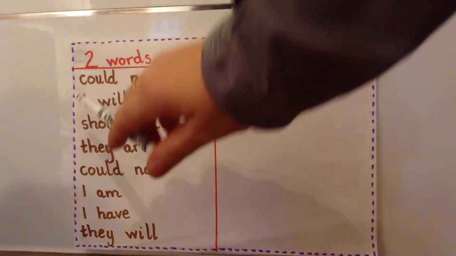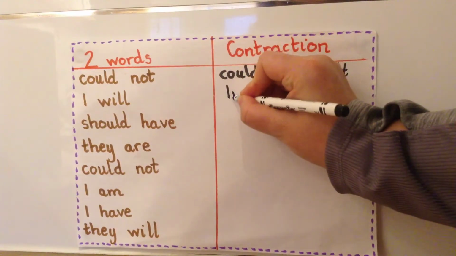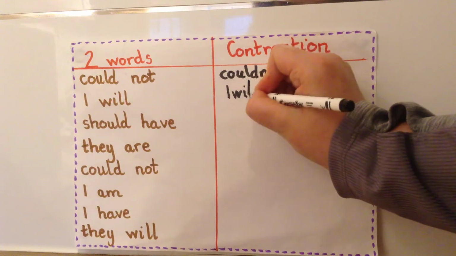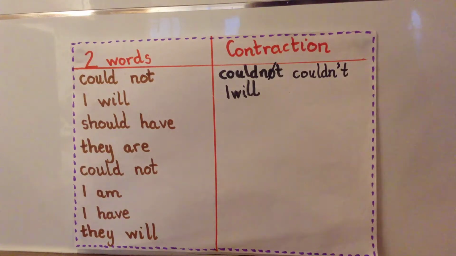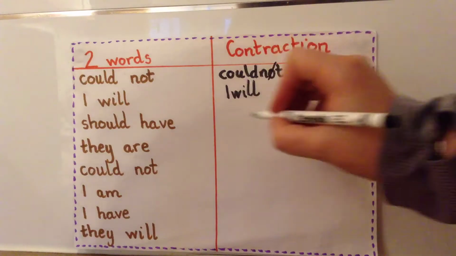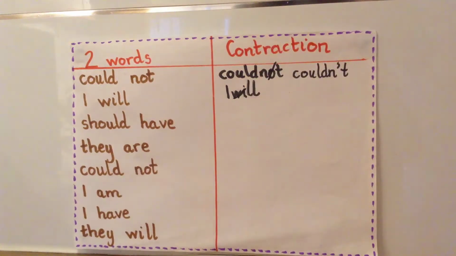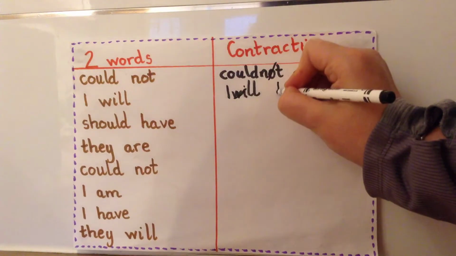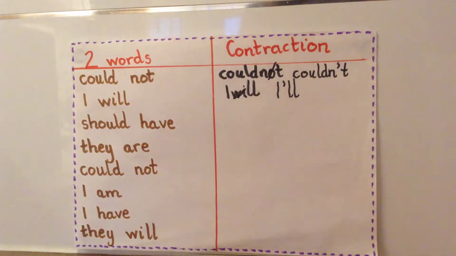The second one, I will. So we join them together with no space. That would become I'll. I'll carry your bag for you. It's just a bit easier than saying I will carry your bag. It flows a bit nicer. So for I'll, we take away 2 letters in this case, W and I. So it becomes capital I, of course, I'll. Now I'll do one more and then you can have a go.